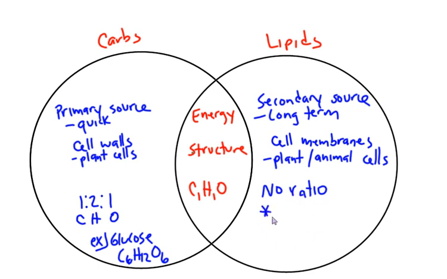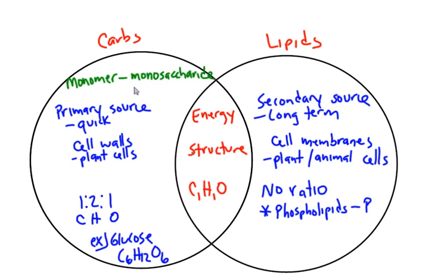And also, your phospholipids do contain phosphorus. And this is what leads it to be polar. So think phosphorus polar when it comes to your phospholipids. The final big distinction is going to be your monomer. Carbs have one. It is called a monosaccharide. Remember, mono means one, saccharide means sugar. So one sugar, because we can bond them up to form carbohydrate chains.